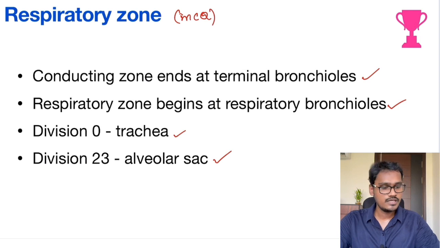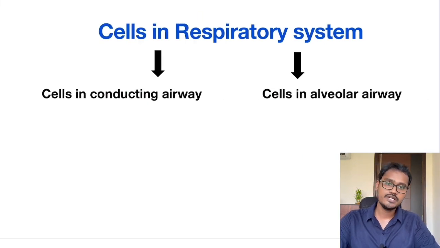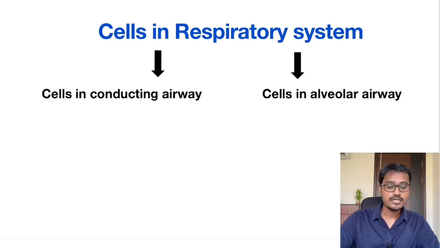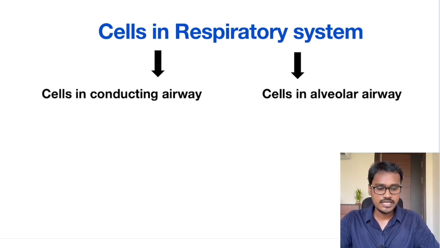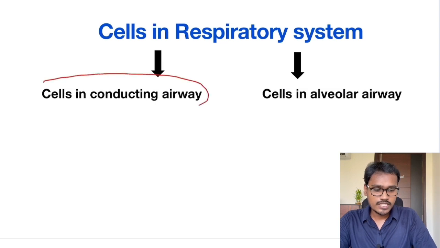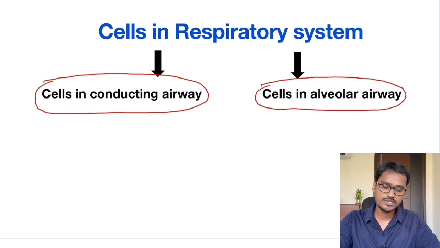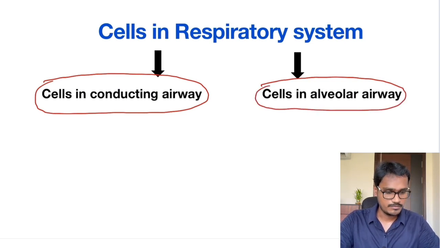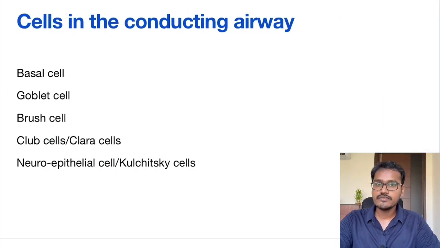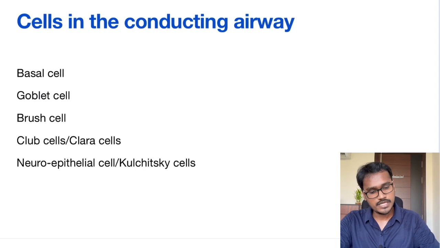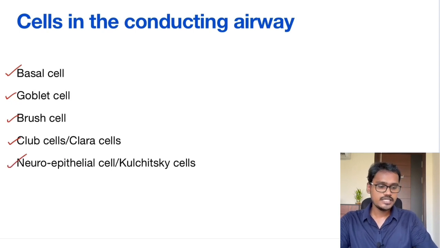Important aspects. Now coming to the cells in the respiratory system, let's see what are all the cells in the respiratory system. The respiratory system cells are divided into conducting zone cells and the alveolar airway cells. The conducting zone cells are multiple in number, and in alveolar epithelium we have our classical type 1 and type 2 cells. Let's see what are all the functions of it. Coming to the cells in the conducting airway, they have basal cell, goblet cell, brush cell, club cell or the Clara cell, then neuroepithelial cell. Let's see what are all their functions.